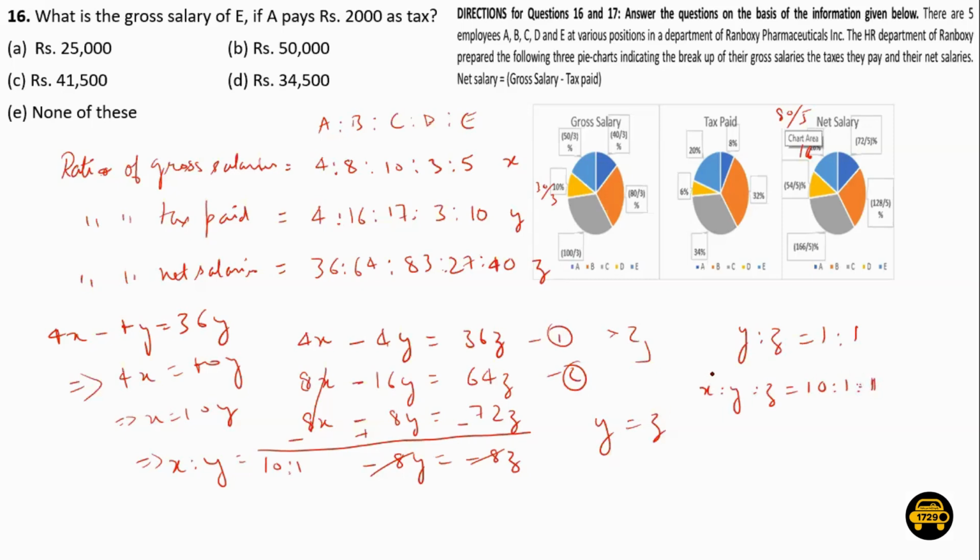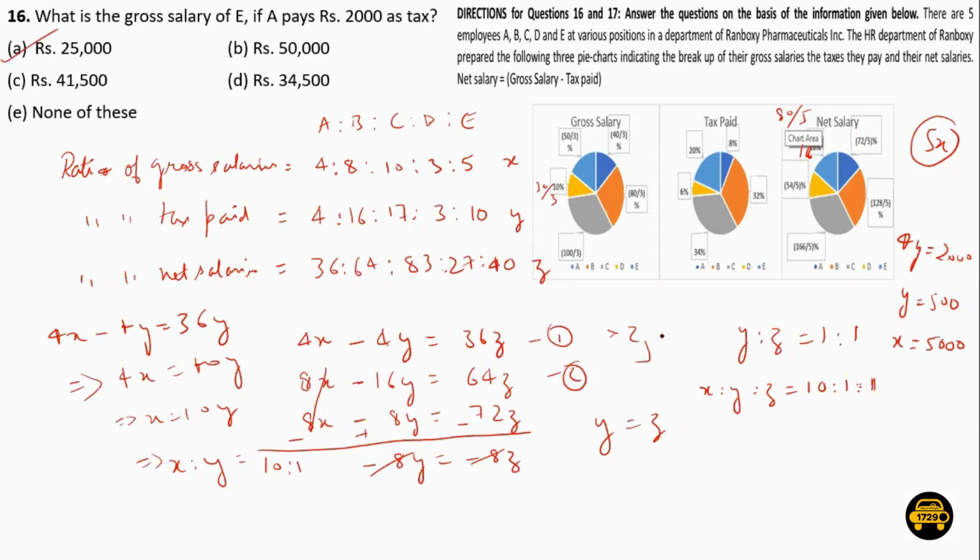Okay. Now how to solve the question? In this question, we are being asked, what is the gross salary of E? That means the value of 5X. Gross salary of E will be 5X. If A pays 2000 as tax, we know the tax paid by A is 4Y. So 4Y is equal to 2000. That will make Y equal to 500. And we know the ratio between X and Y is 10:1. Then X will become 5000. Now since X is 5000, we have to find the value of 5X. So the answer will become 25,000.